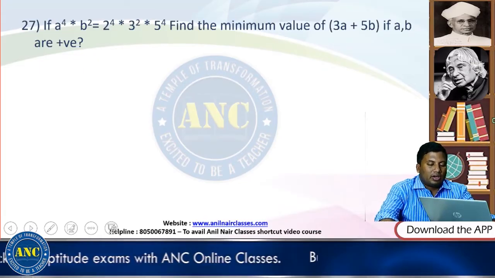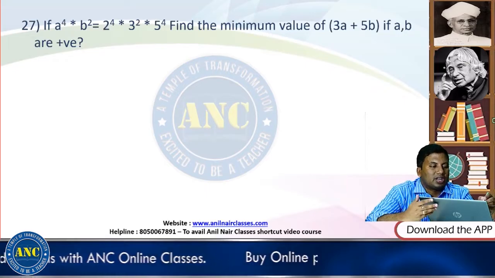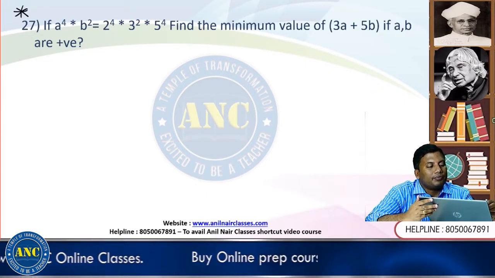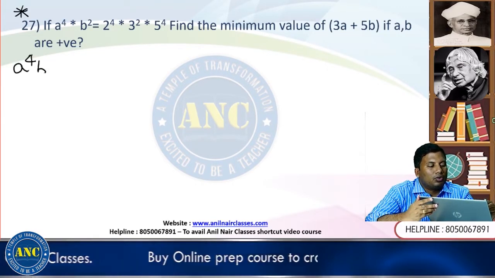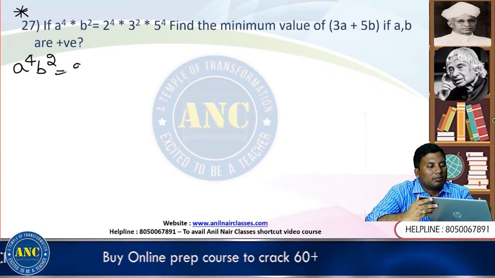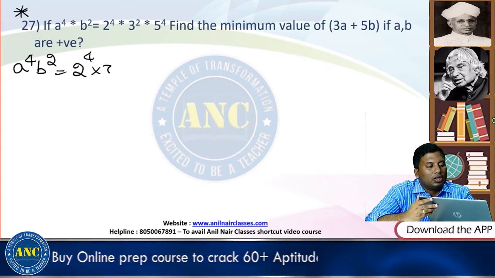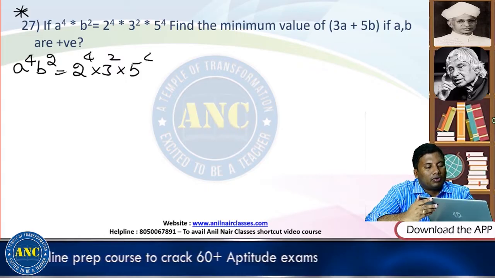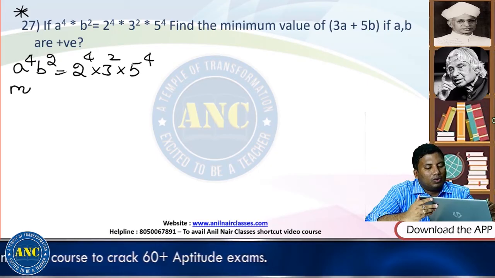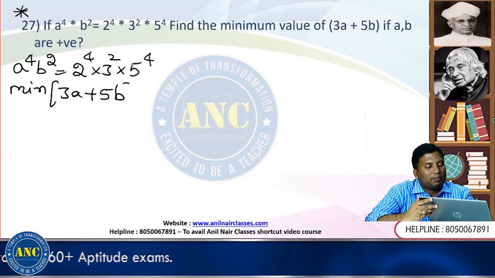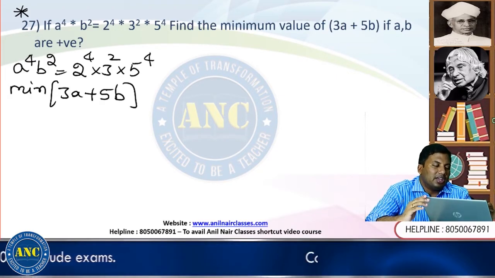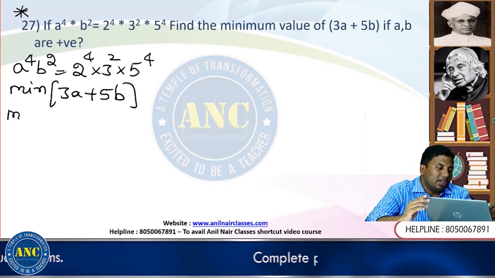Next one, 27th one. Please put a star mark on this question. a power 4 into b square is equal to 2 power 4 into 3 square into 5 power 4. Find the minimum value of 3a plus 5b. 3a plus 5b. Degree of a is 4.